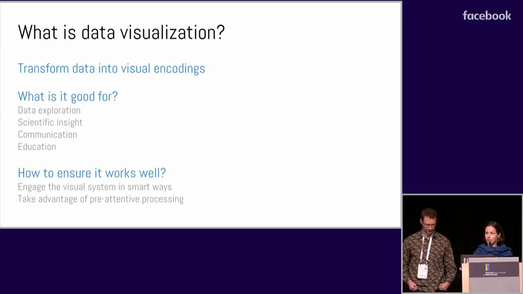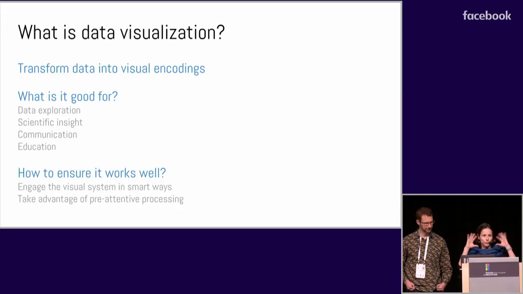We're going to touch on some of these use cases as we go along. Now, one of the things that a lot of people who work with visualization or use visualization don't usually think about, but we think it's really important, is how do you ensure it works well? How do you engage the visual system, our visual system, in really smart ways? How do you work organically with what our eyes do really well? And so how do you take advantage of things like pre-attentive processing? We're going to talk very briefly about some of these things, but this is some of the most fascinating things behind visualizations that work well.